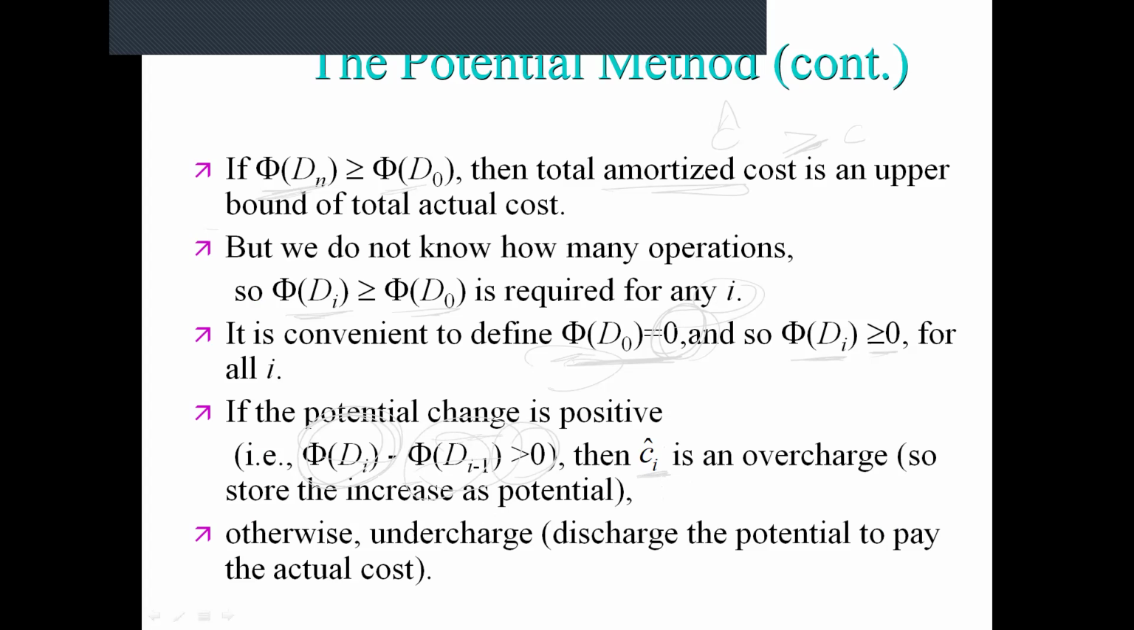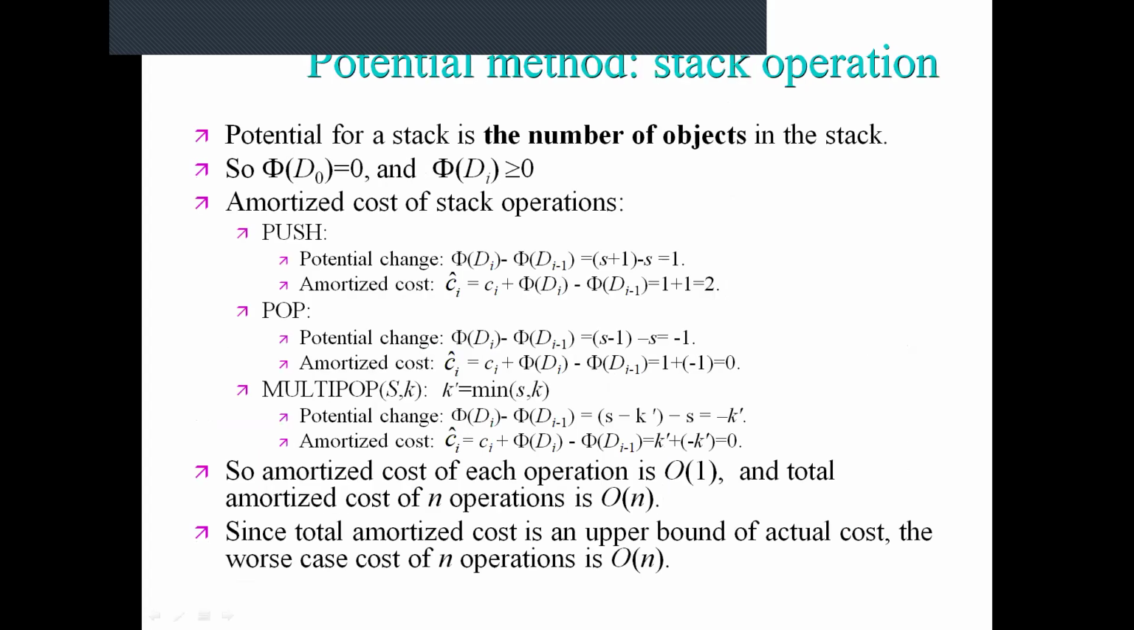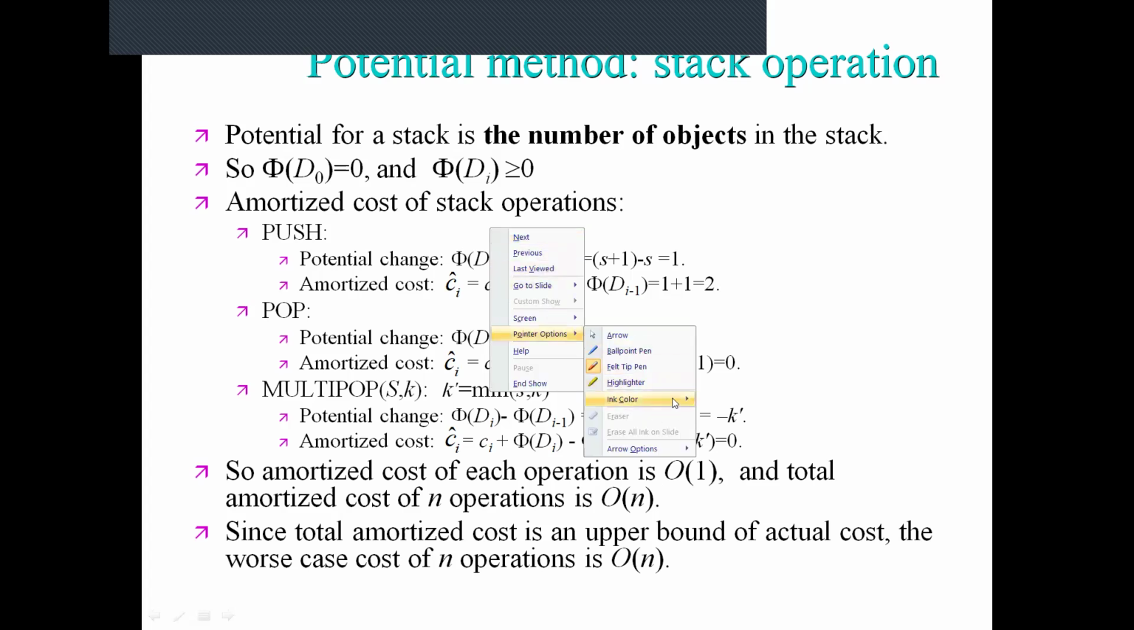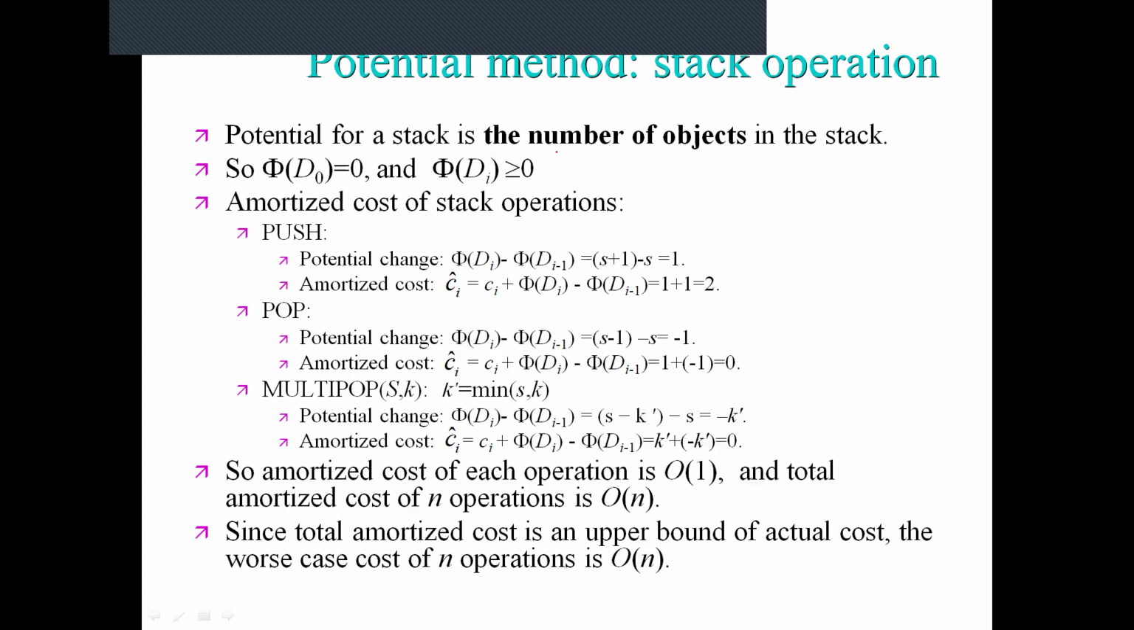So that is done so that you can pay for the actual cost, like we did for a plate, a push and pop. The same concept, the only difference is we do not talk in terms of money, we talk in terms of potential energy. Now let us solve this with the help of the stack operation. You can see here, the potential for a stack is the number of objects in the stack. Basically, some relation should be there for mapping to a real number, right? So we are going to take the potential energy of the stack as the number of objects in the stack. So initially, what is the state of the stack?